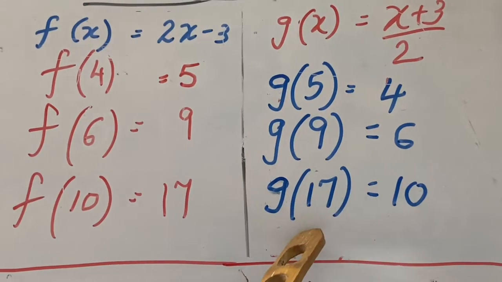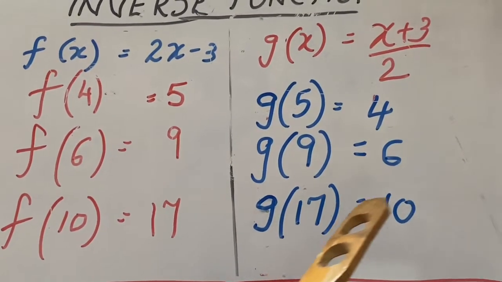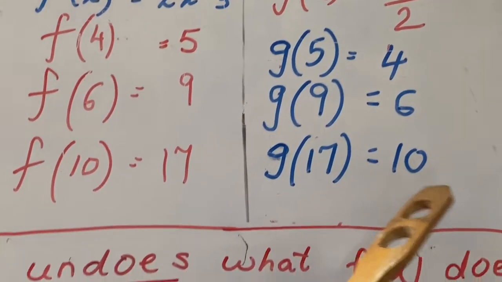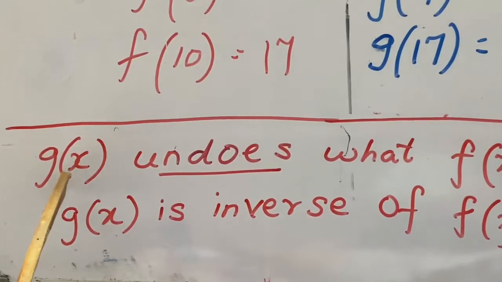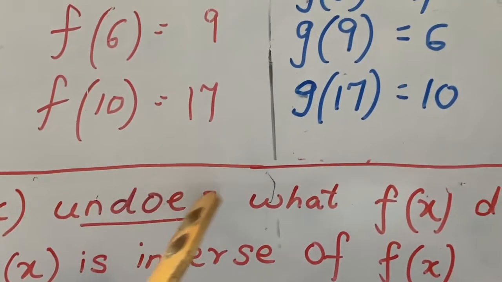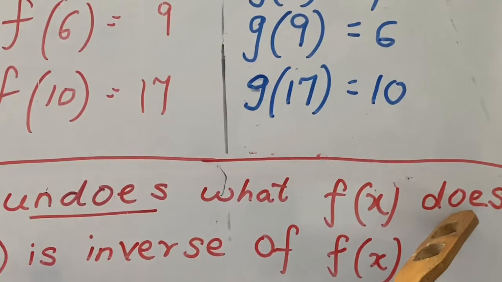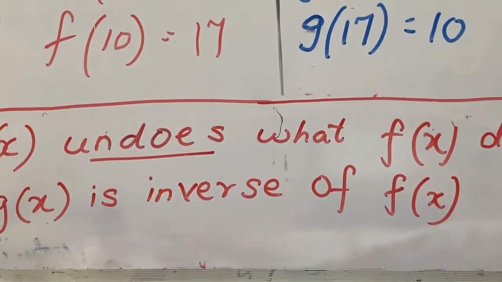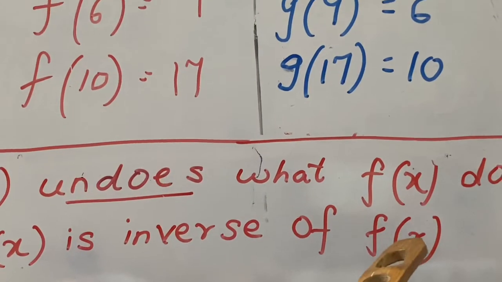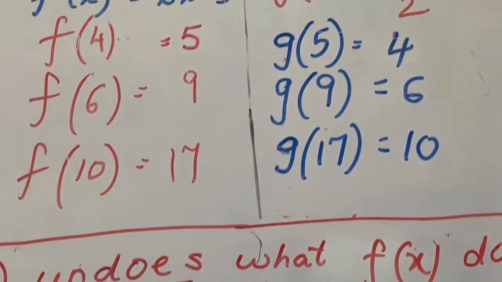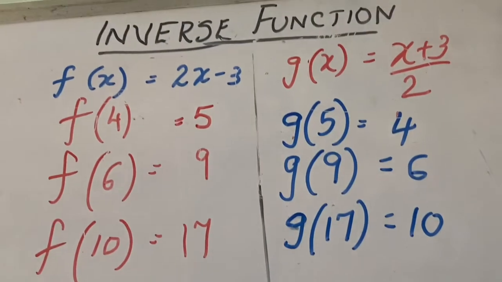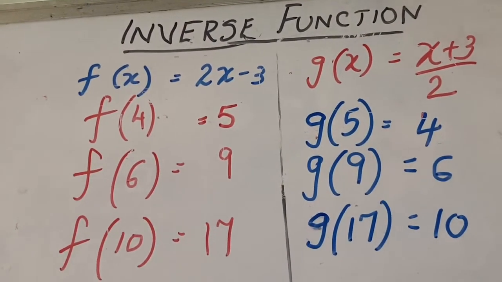And the same way for 17. If my input is 17, my output is 10. So I can say g of x is undoing what f of x is doing. So I say that g of x is the inverse of f of x. The inverse function, in short, undoes what the function does.